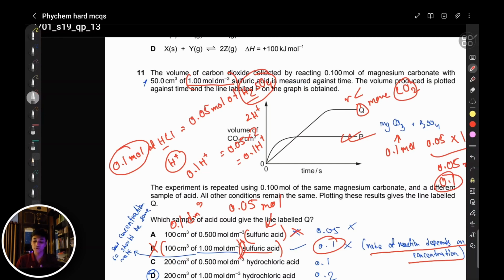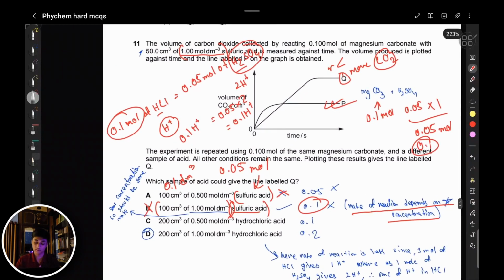So you're going to get a different curve. Is it going to be different? Yes, it's going to be a different curve where the rate of reaction will be slower. It's going to be much slower than P. However, it's going to yield you the same amount of products. So why is the concentration much lower? Because initially there was 1 mole per dm cube of H2SO4. Now you have 0.5 mole per dm cube of HCl.